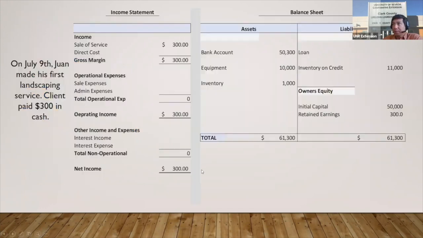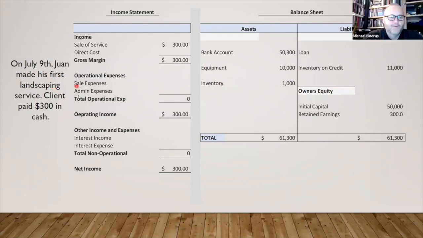So on the right-hand side, we still have our balance sheet, and over here we have our income statement. I should be able to have like a pointer. Can you see that, Mike? My little globe? Yeah, that's kind of cool, Juan.